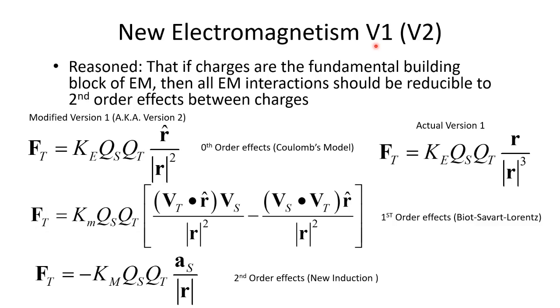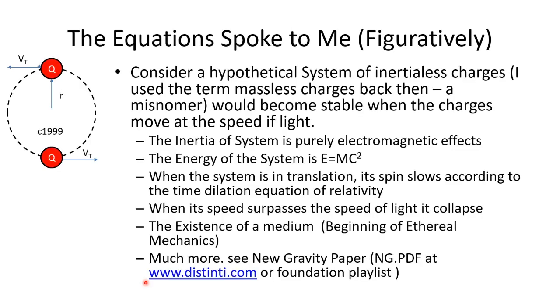Okay, but the interesting thing is when I saw new electromagnetism and new induction written this way, it spoke to me. These equations spoke to me. It said I could define matter as a system of charges. Okay, so if you take a hypothetical system of inertialess charges, now I used the term massless charges back then, and if you look at my older papers, I still use the term massless charged particles. That's a misnomer because in chemistry, massless means quantityless. Therefore, massless really means non-existent.